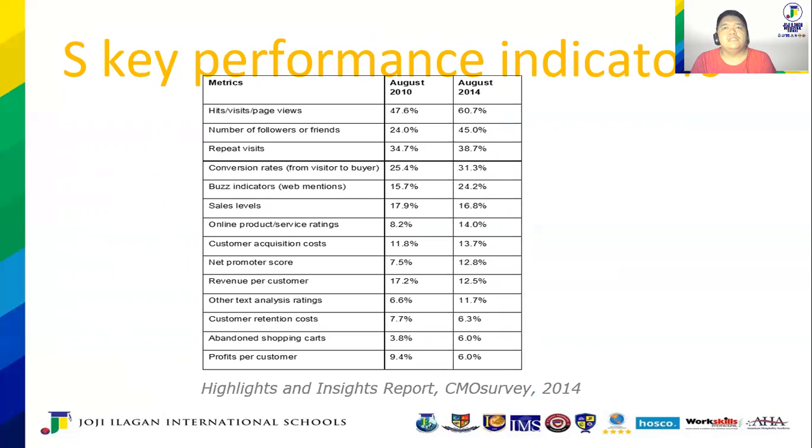Here are some key performance indicators of a certain social media marketing business. It's always important that you observe the data that you have in comparison. For a certain period of time, you get the metrics and you compare them with the current time period. Oh, 60.7%, I increased my hits or page views. Or I increased the number of followers. I increased the number of sales. Or is there a decrease in net promoter score? What can I do about it? How do I avoid a drop in my net promoter scores? It depends on how you perceive your business.